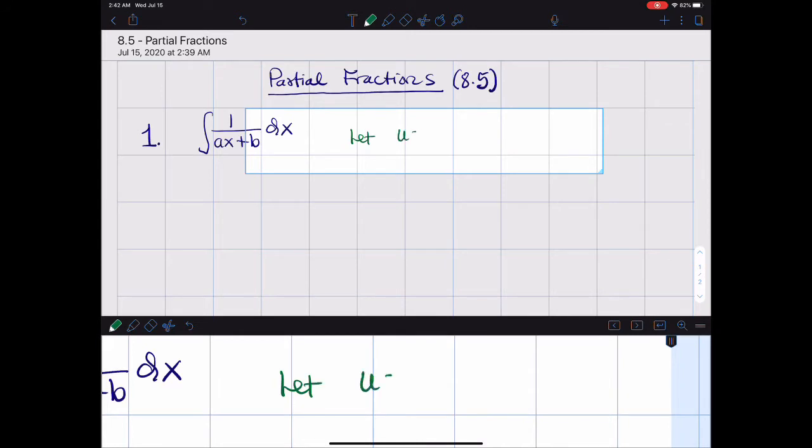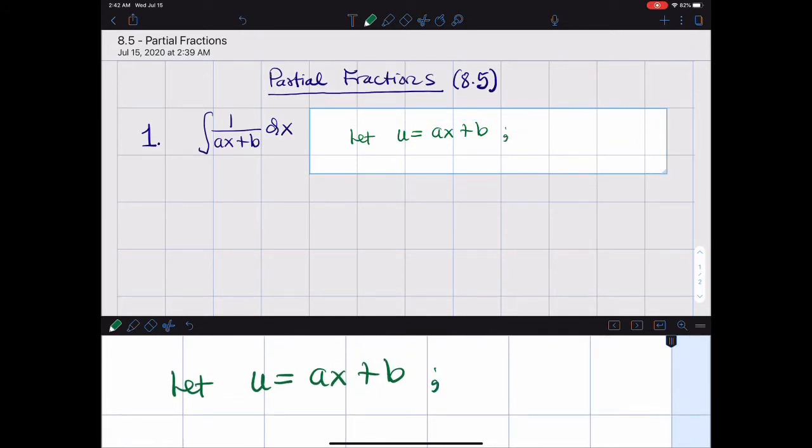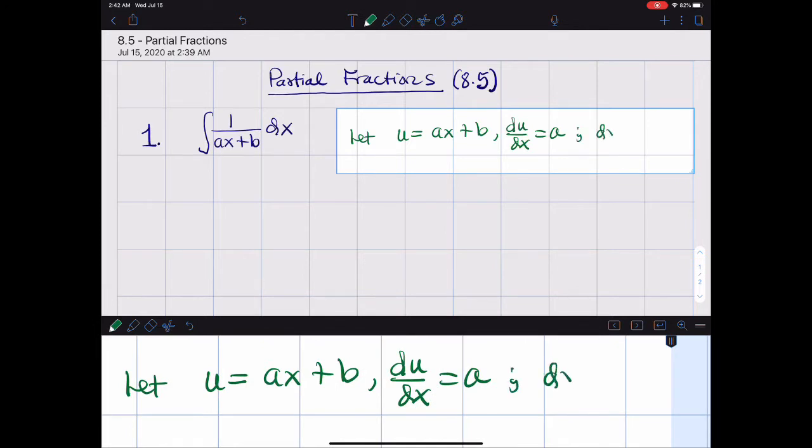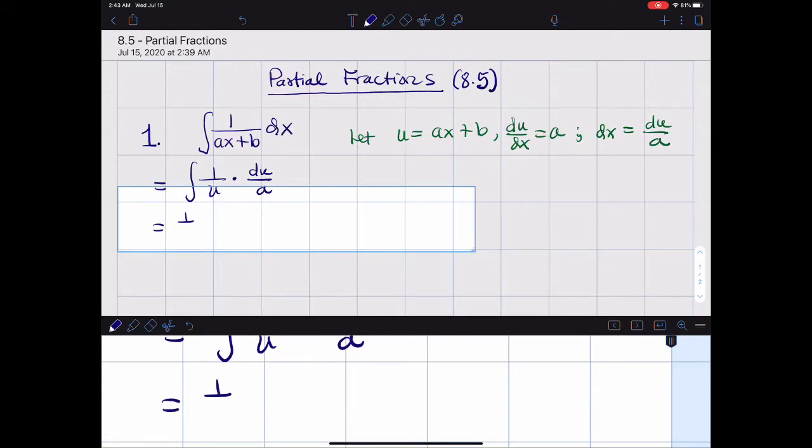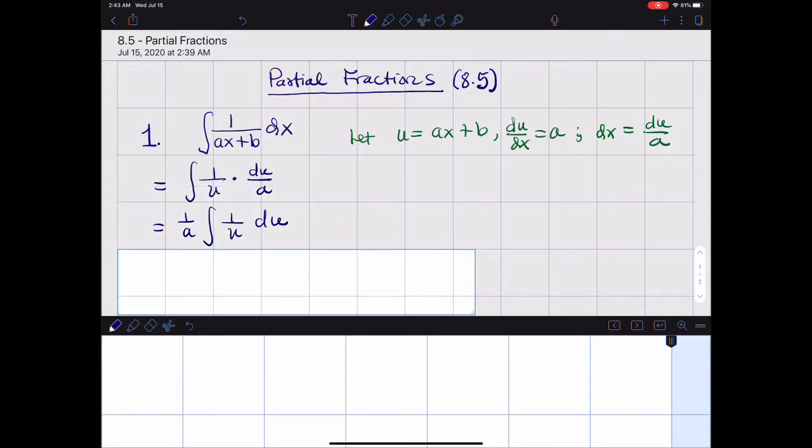If we let u be equal to ax plus b, then du dx is just a, and this means that dx is du over a. So we can rewrite this as 1 over u times du over a. If we factor out the 1 over a, we end up with 1 over u du, and the answer to this is 1 over a natural log of the absolute value of u plus c.